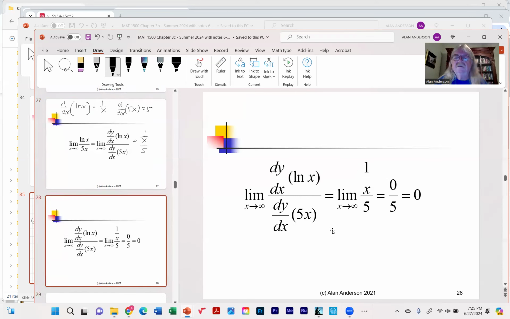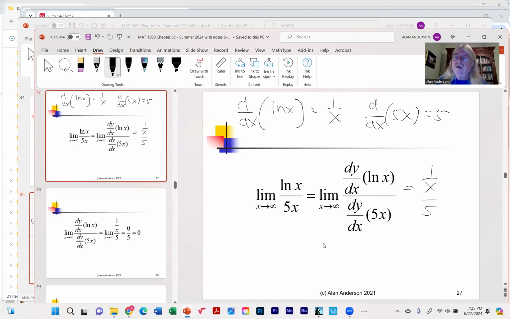Okay. But now we're taking, oh, you know what? I shouldn't have done it like that. Hold on. Because what I need is the limit. All right, let's try that again. So in other words, this could be rewritten as the limit after applying L'Hopital's rule, that is, of 1 over x over 5.